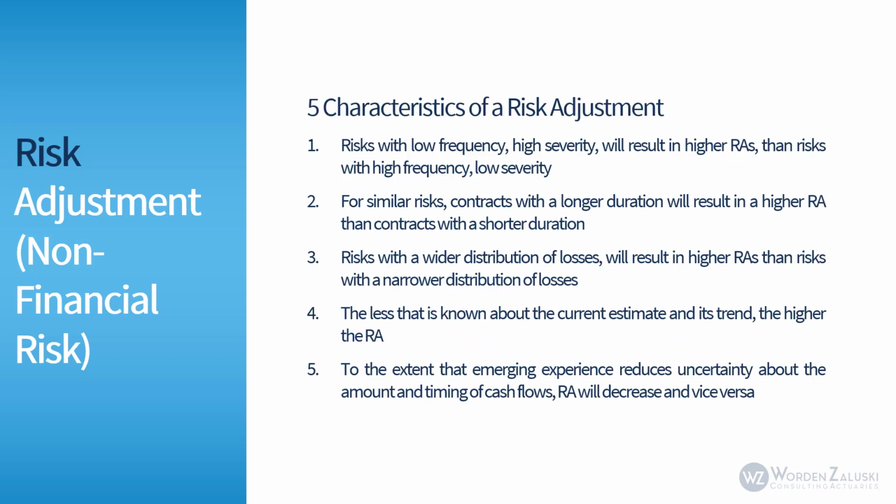Now, there are 5 characteristics of a risk adjustment. So, risks with low frequency or high severity. This would be an example of, say, a large catastrophe such as a hurricane, or a very large death-related event due to a terror attack. Those would have very low frequency but high severity, a high cost associated with them. These would result in higher RAs or risk adjustments than risks with high frequency and low severity.